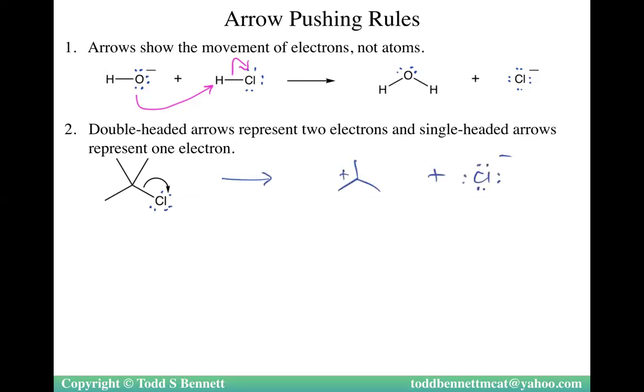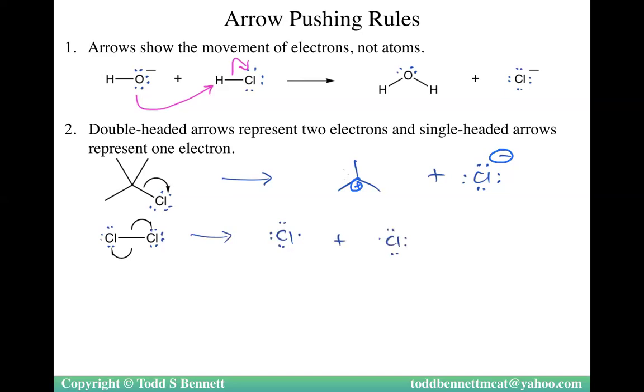Number two, double-headed arrows represent two electrons, single-headed arrows represent single electrons. If I show a double-headed arrow, that means both electrons are leaving. So I'm left with a plus charge on that central carbon. I'm going to draw it closer to the carbon, so it's on that central carbon.